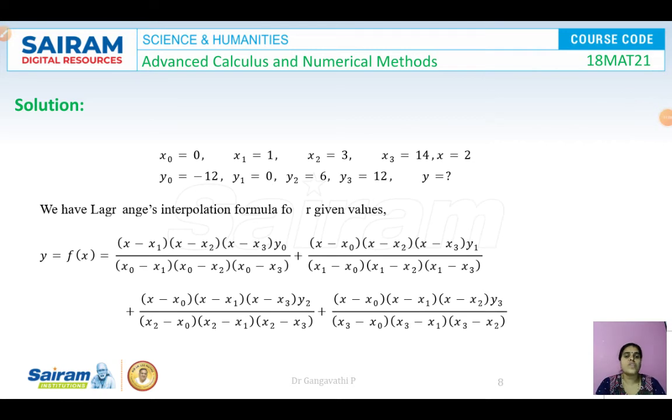(x minus x2) into (x minus x3) y1 by (x1 minus x0)(x1 minus x2)(x1 minus x3) plus (x minus x0) into (x minus x1) into (x minus x3) y2 by (x2 minus x0)(x2 minus x1)(x2 minus x3) plus (x minus x0)(x minus x1)(x minus x2) by (x3 minus x0)(x3 minus x1)(x3 minus x2) into y3. So since we have the values up to y3, we have to write only up to that term.